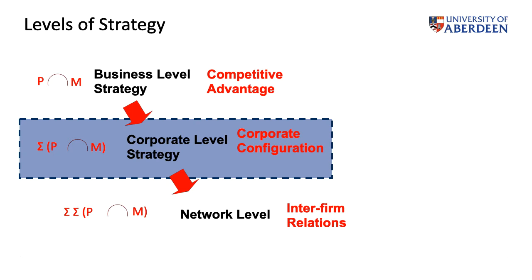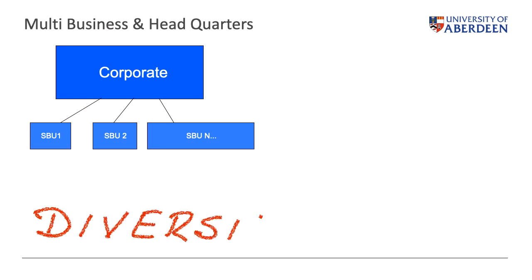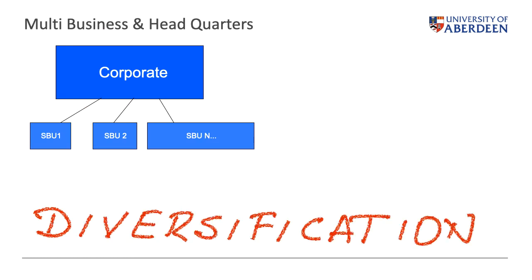At this corporate level, the objective is achieving the optimal configuration of businesses under the umbrella of the corporation. So what's the shape a corporation typically takes? There are different business units that here we have pictured as SBU1 to SBUN. SBU stands obviously for Strategic Business Unit. And each of these business units operates under a corporate umbrella.